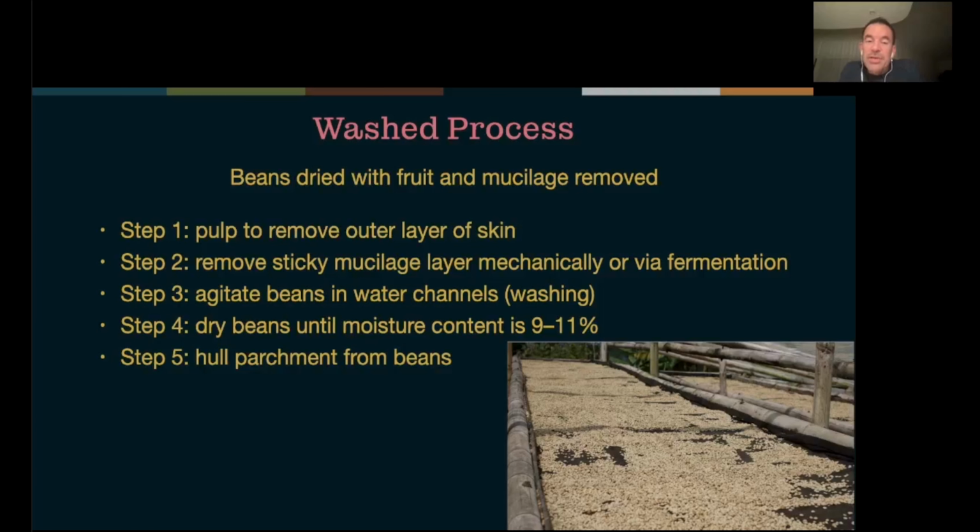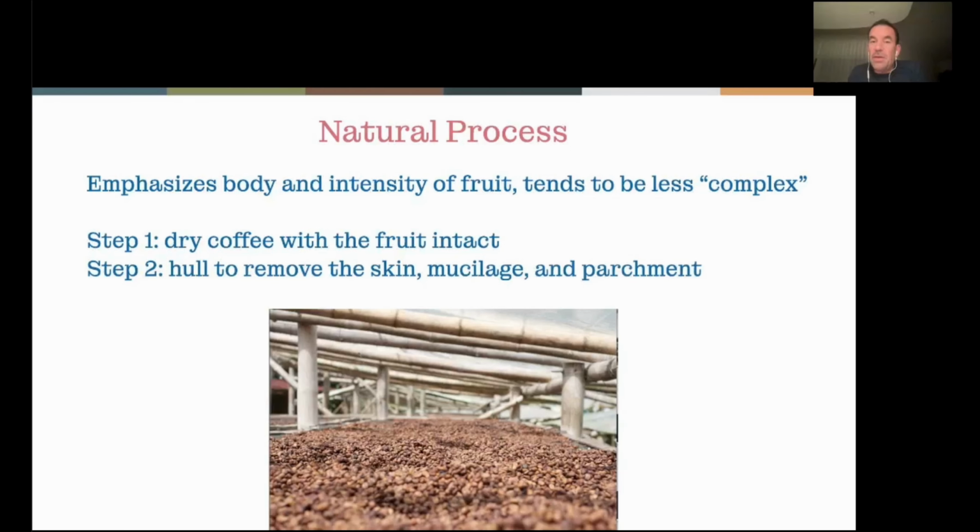We generally dry beans to a moisture content of about 9 to 11% to get the water activity and the moisture content low enough to slow down microbial activity so that the beans will age slowly. In the natural process, the entire fruit is still intact when we dry the coffee. This imparts a very intense fruity flavor on the coffee, and tends to decrease what we would call complexity and makes the acidity of the coffee usually a little bit lower in favor of a more intense fruit flavor.